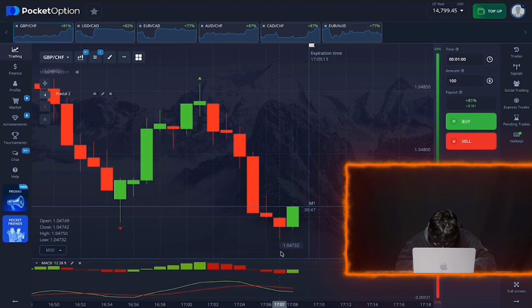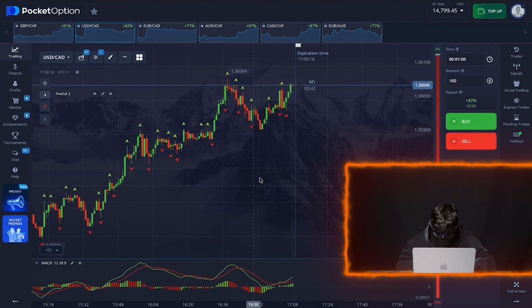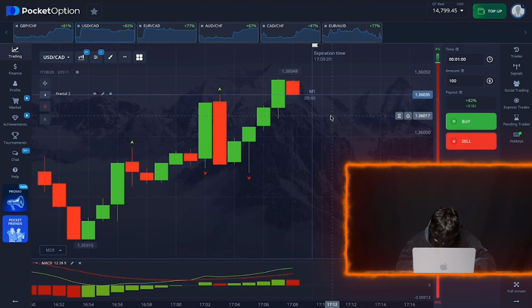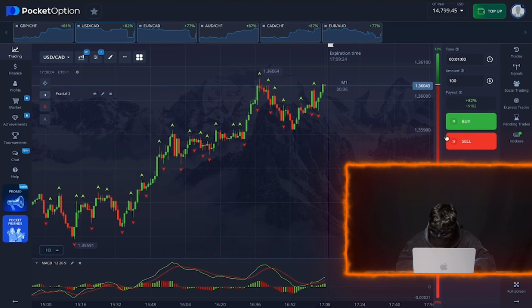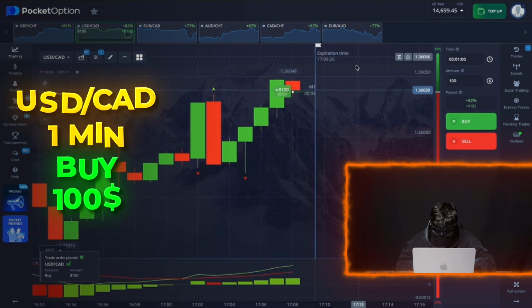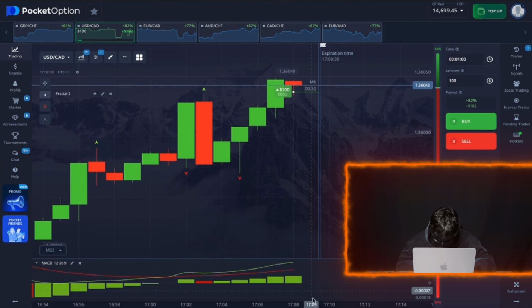So a local minimum has formed. Alright, let's take a look at something else. Let's consider all the options. Overall, I think I'll open a position here for an increase. There's a general upward trend.